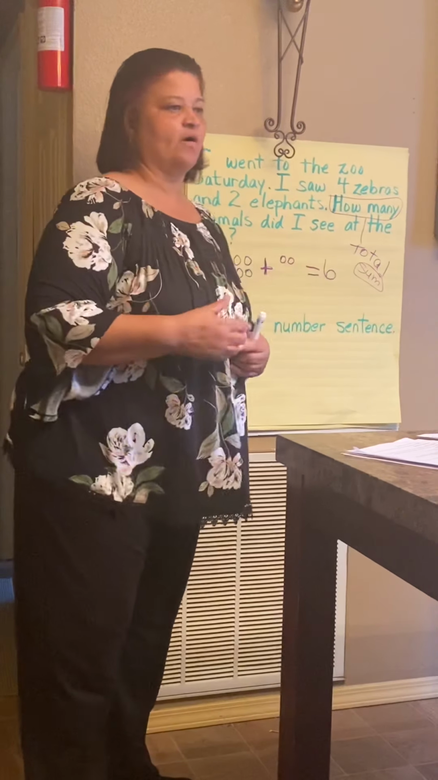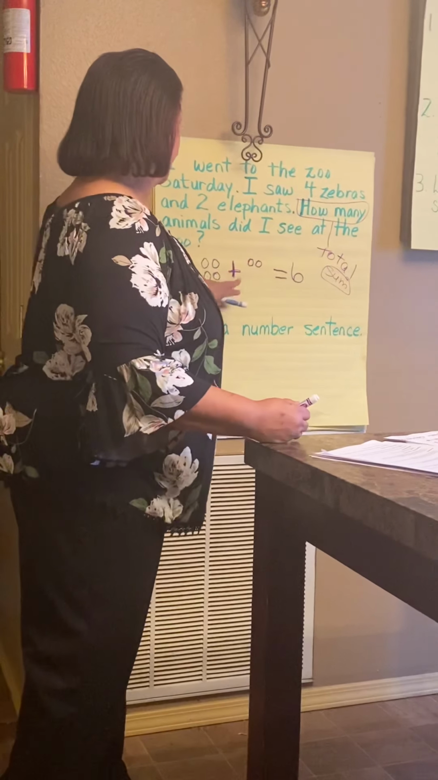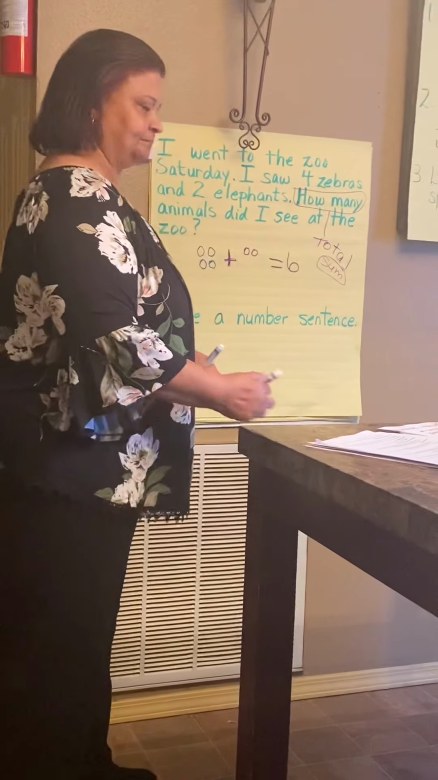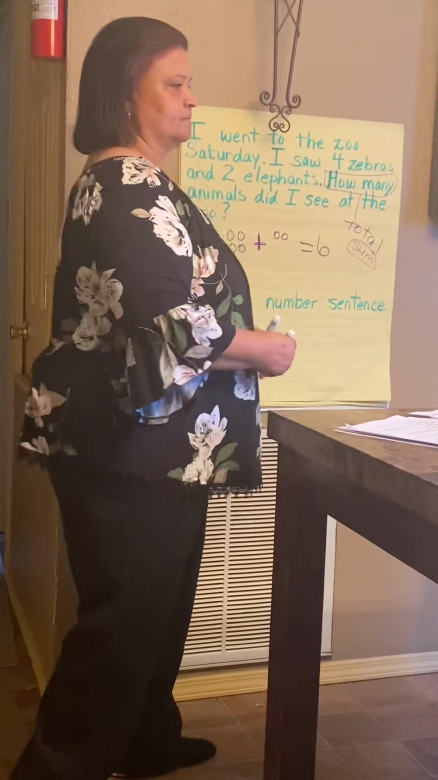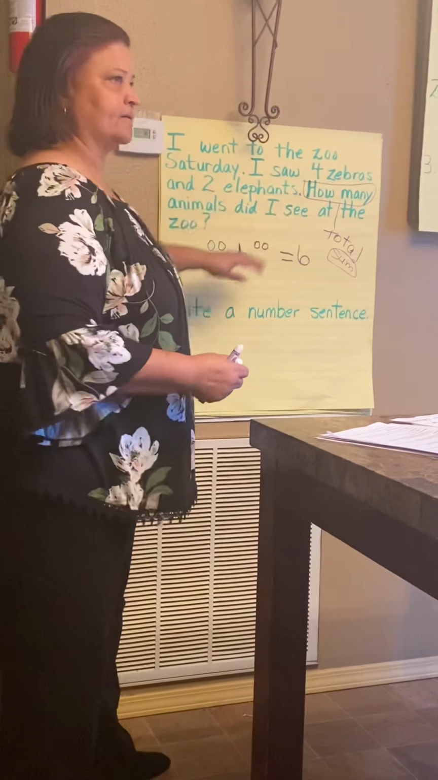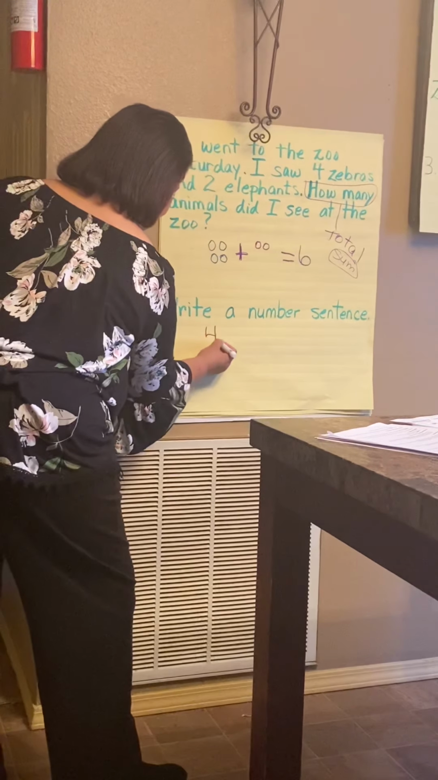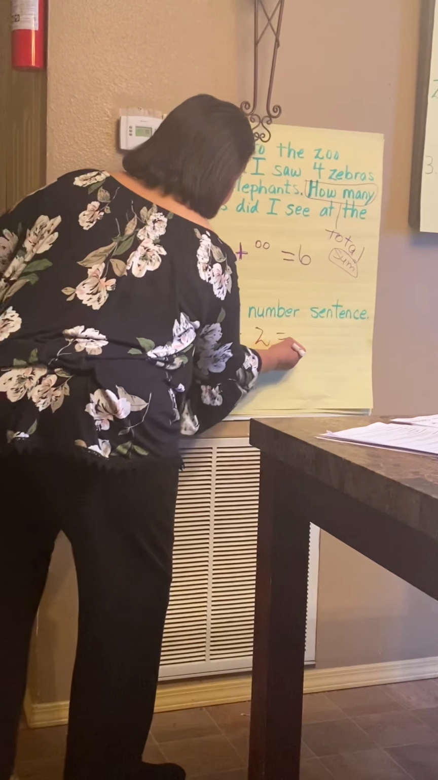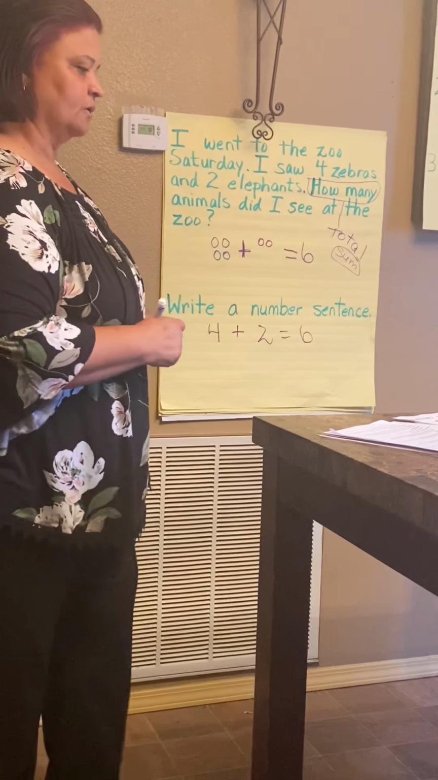Do we understand so far? Yes, ma'am. Okay. These are my 4 zebras and these are my 2 elephants. When I added my animals up, 1, 2, 3, 4, 5, 6, I got a total of 6. After we do that, we have to write a number sentence. The number sentence just tells what we've said in the word problem. That's why it's called a word problem. So 4 zebras plus my 2 elephants is a total of 6 animals. I saw a total of 6 animals.